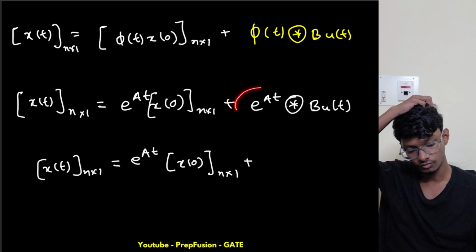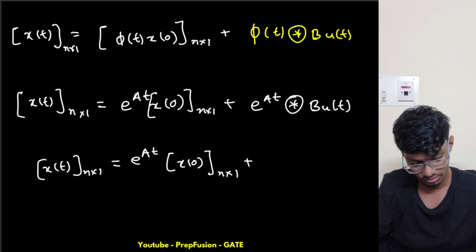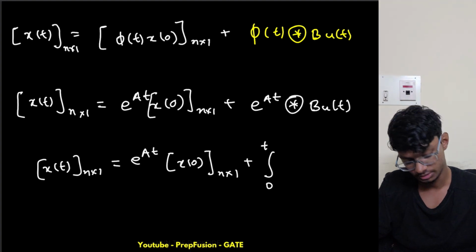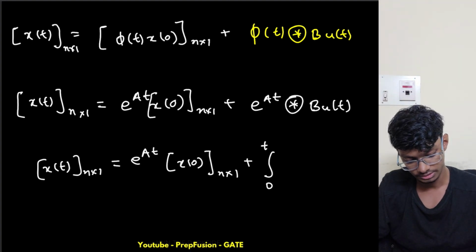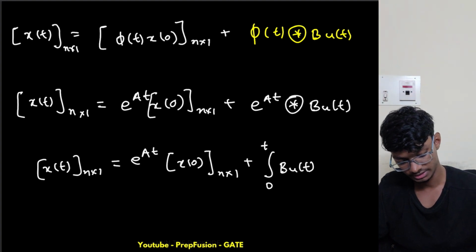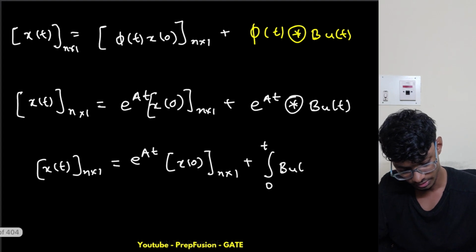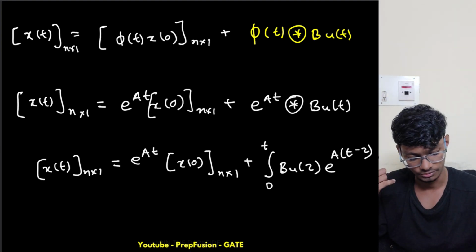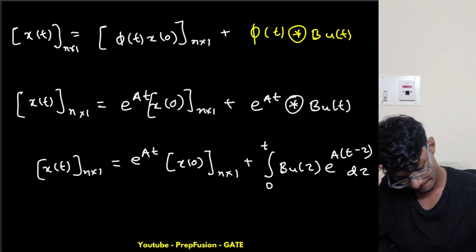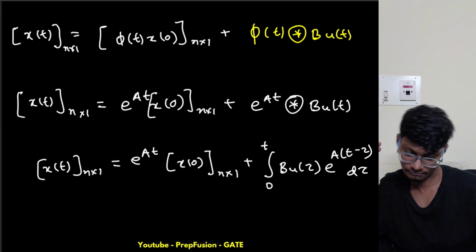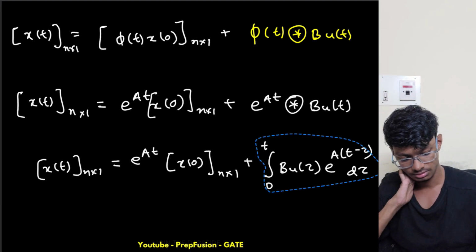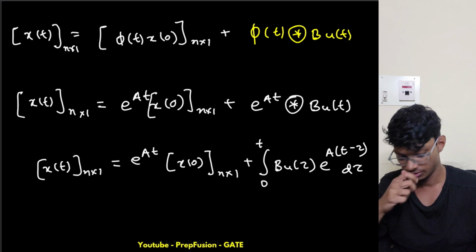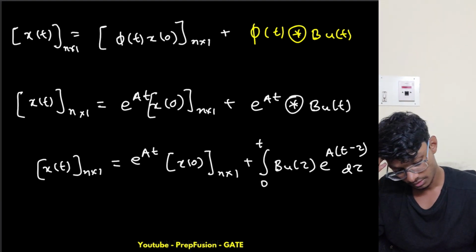Now we have x1 convolution of x2. So what I will do is the integration from tau equals to 0 to t, and this is x2 of tau. Basically t will be changed into tau, times e raised to power A times t minus tau, d tau. So that's how we do the convolution. This is what my x of t will look like.